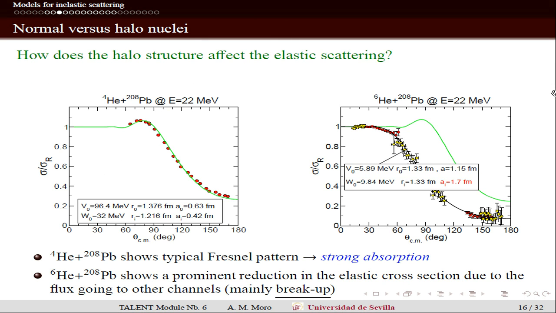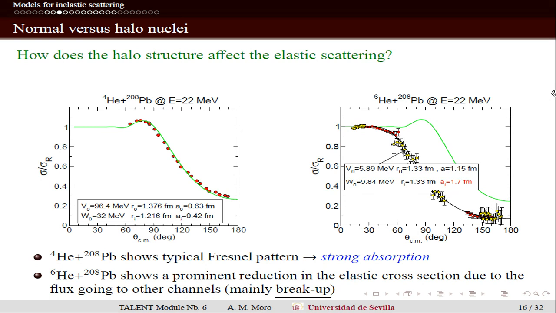So this is an example of how big the coupling to the continuum can be. This is an application of the optical model to helium-4 and helium-6. I think this is a beautiful example because it shows how different the dynamics of a system can be when we add just one or two particles in order to have a system that is very weakly bound.